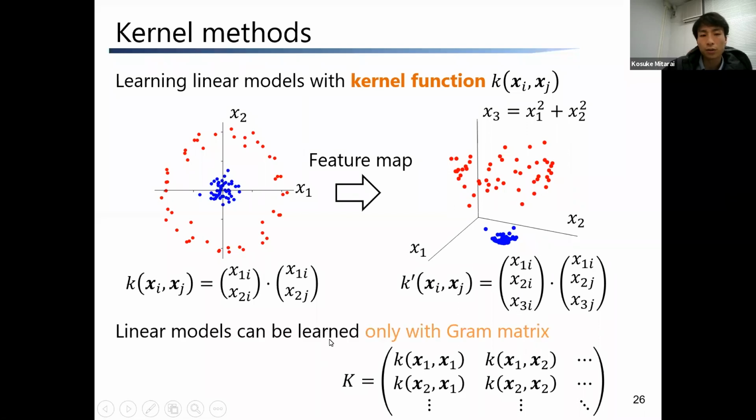And linear models can be learned by only using the gram matrix, which is defined as this K matrix, which has the value of Kernel functions for each pair of the training data.